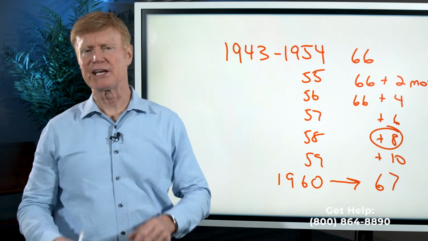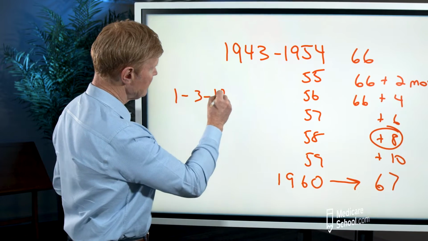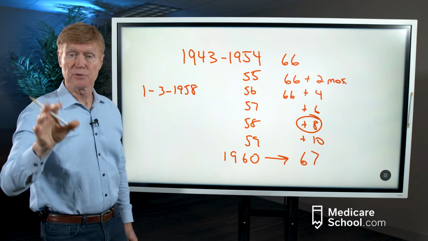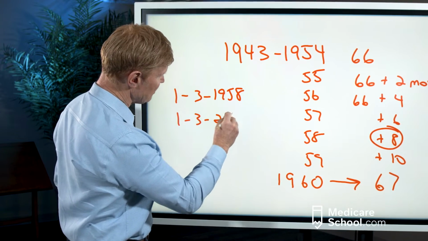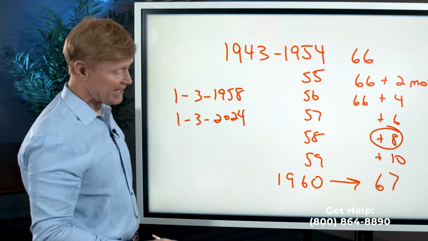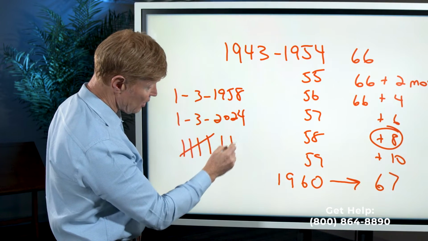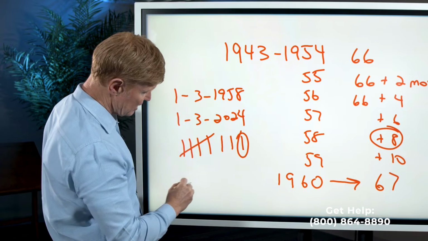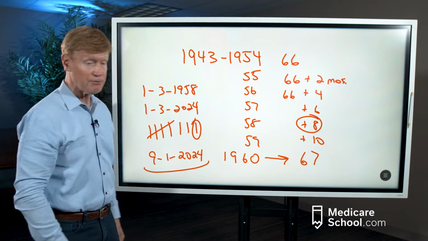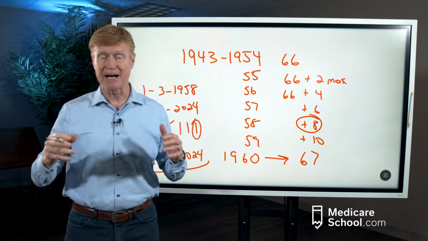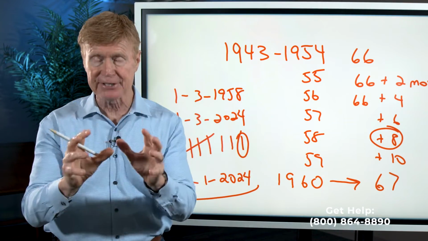So let me give you a quick example of someone who is born on January the 3rd, 1958. And so we know that their full retirement age will be 66 plus 8 months. And so we know that on January the 3rd of 2024, they will be 66. The 8 months would be counted this way: February, March, April, May, June, July, August. The 8th month is September. So on September the 1st of 2024, they will have reached their full retirement age. And so as we talk about maximizing Social Security, we have to know what our full retirement age is. So you can look at the chart and calculate that for you.